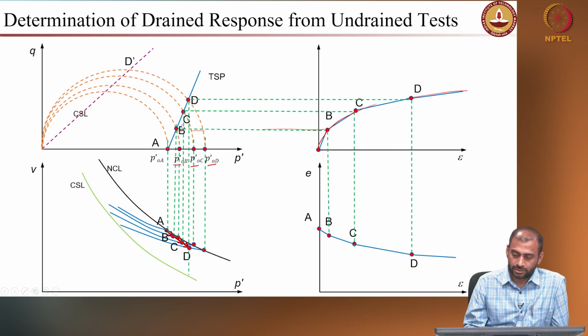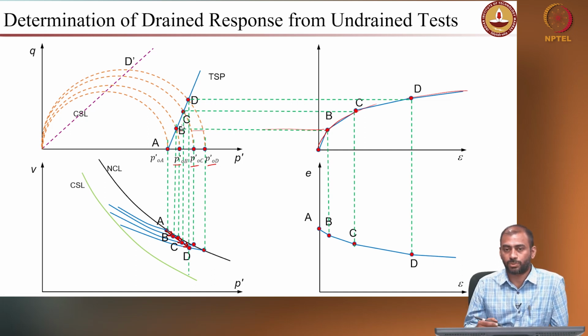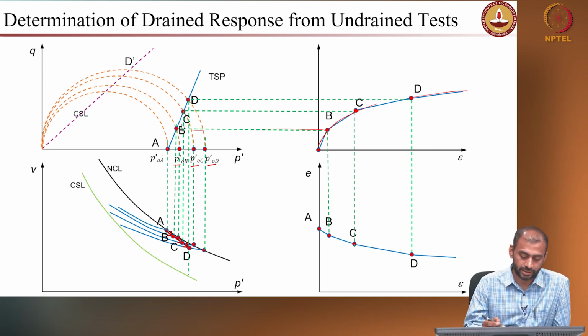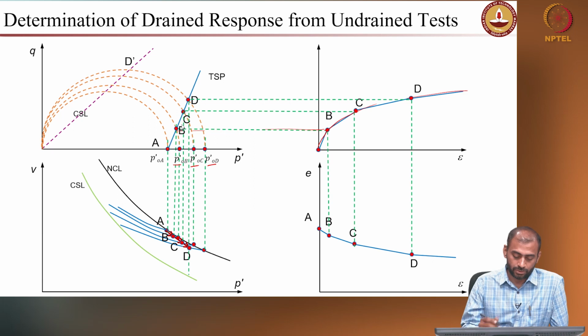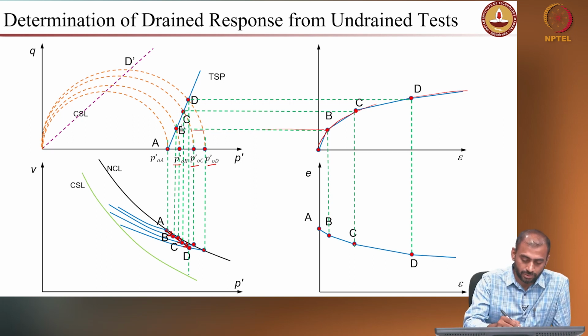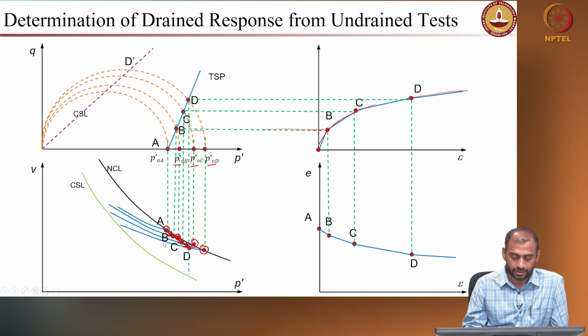Also the challenge is, since it's an undrained test, you have only the pore pressure response, but you want to know the volume change response. You don't have the drained test, but you are predicting it using your MCC model. So from here, if you project the pre-consolidation pressure pc onto your NCL line, you will get these points, right. You get these points on your normally consolidated line.